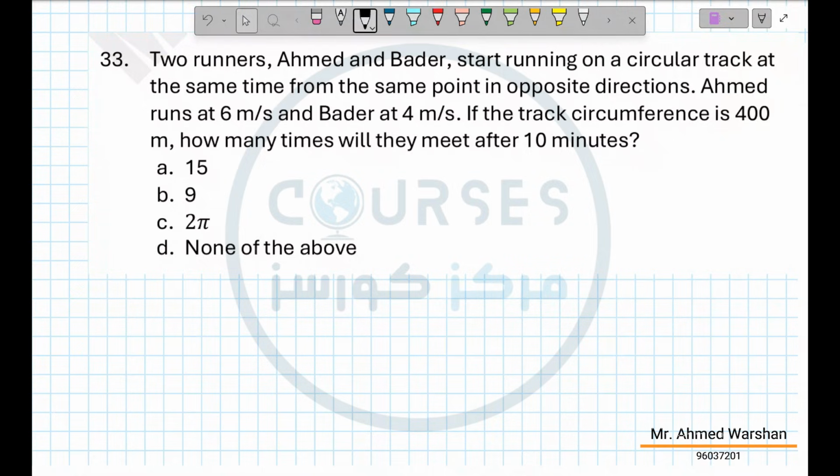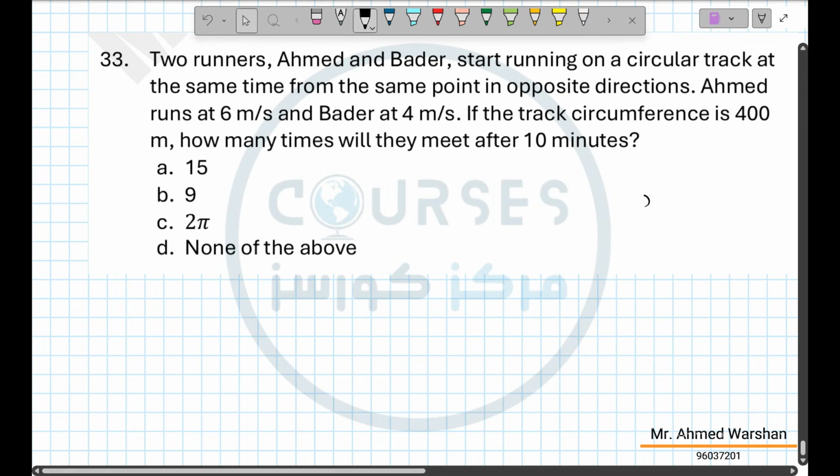Two runners, Ahmed and Badr, start running on a circular track at the same time from the same point in opposite directions. Ahmed runs at 6 meters per second and Badr runs at 4 meters per second. If the track circumference is 400 meters, how many times will they meet after 10 minutes?